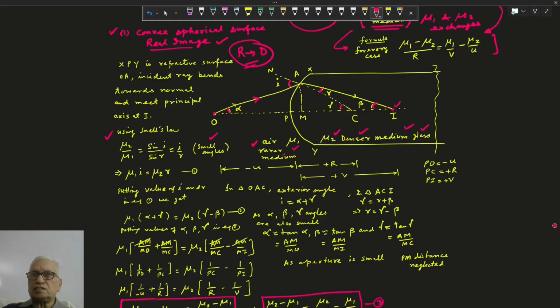If angles are small, sin I is replaced by I, and sin R is replaced by R. So I upon R. After cross multiplication, we are getting mu1 I = mu2 R. Equation 1. Here U is negative, V is positive, and R, the radius of curvature, is positive. See, in this triangle OAC, angle I is the exterior angle.